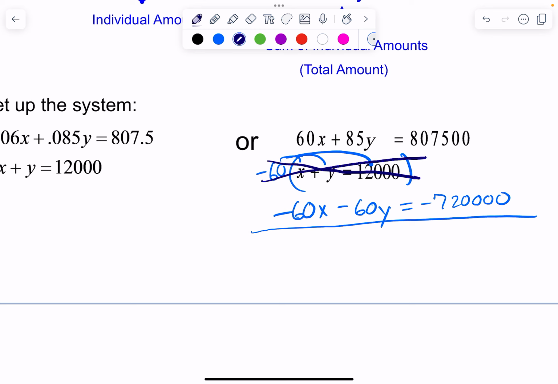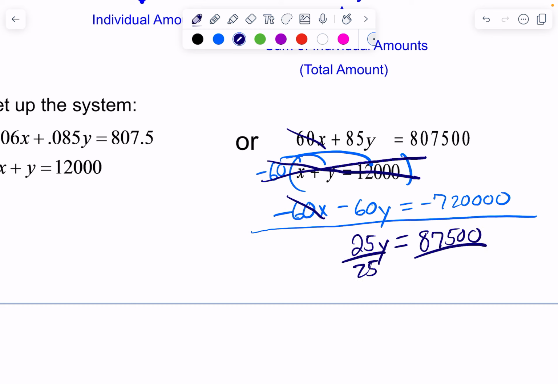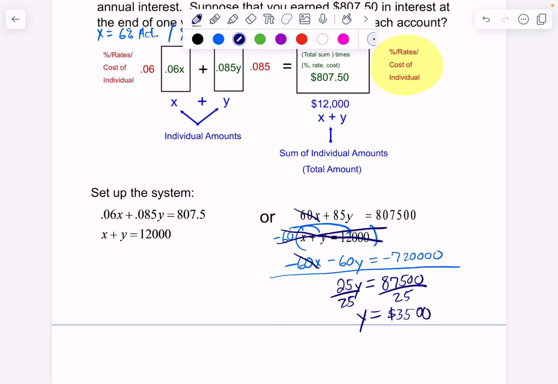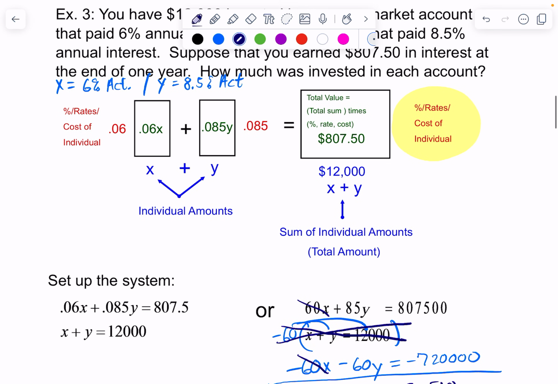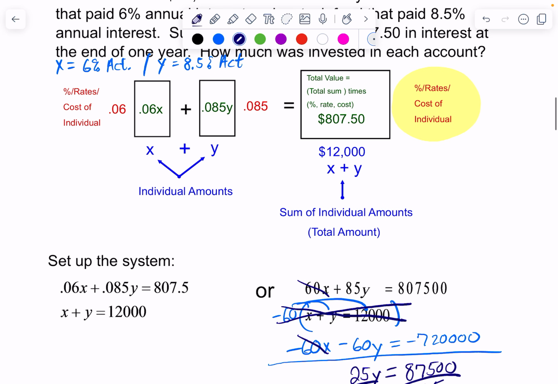This has been calculated, so the x's cancel. We got 25y equals 87,500. Divided by 25, divided by 25, y equals 3,500. Excellent. So 3,500 is my 8.5% account, my stock fund.